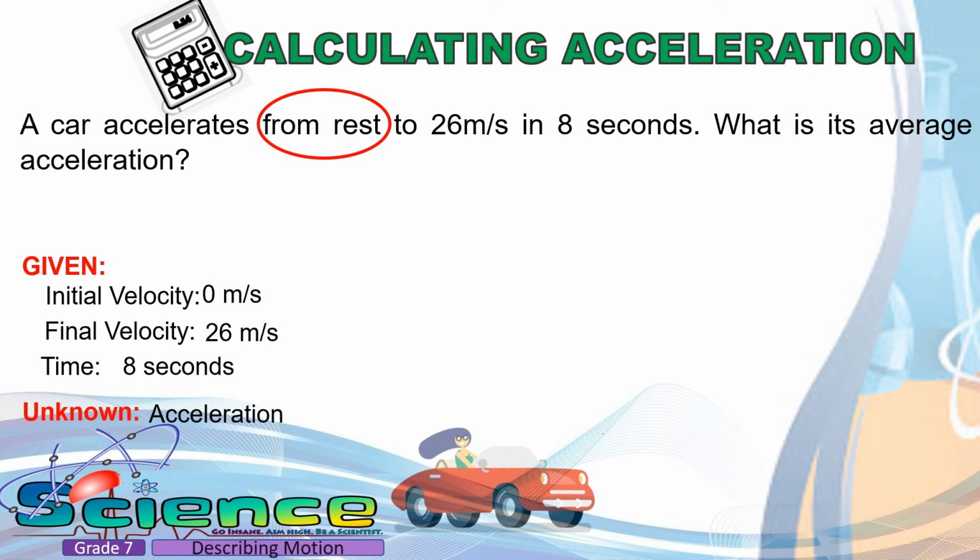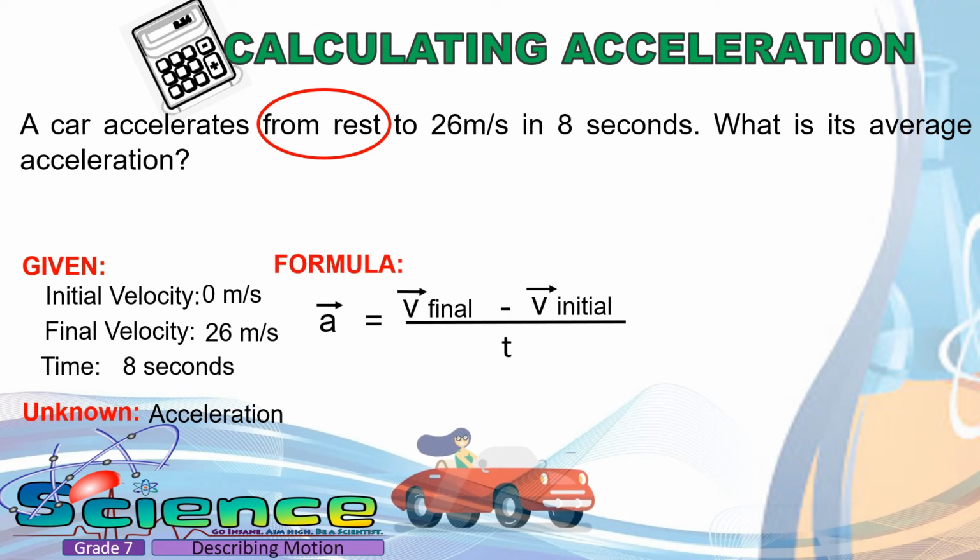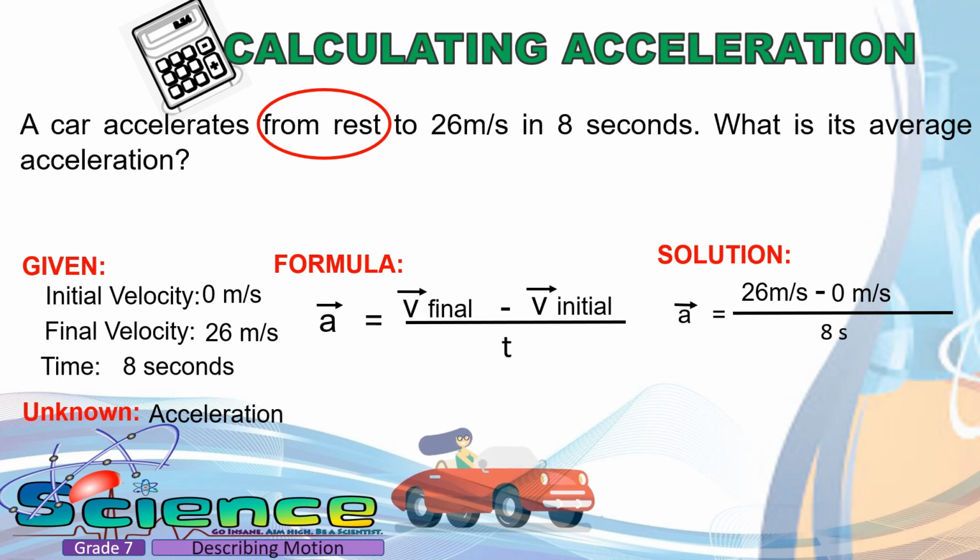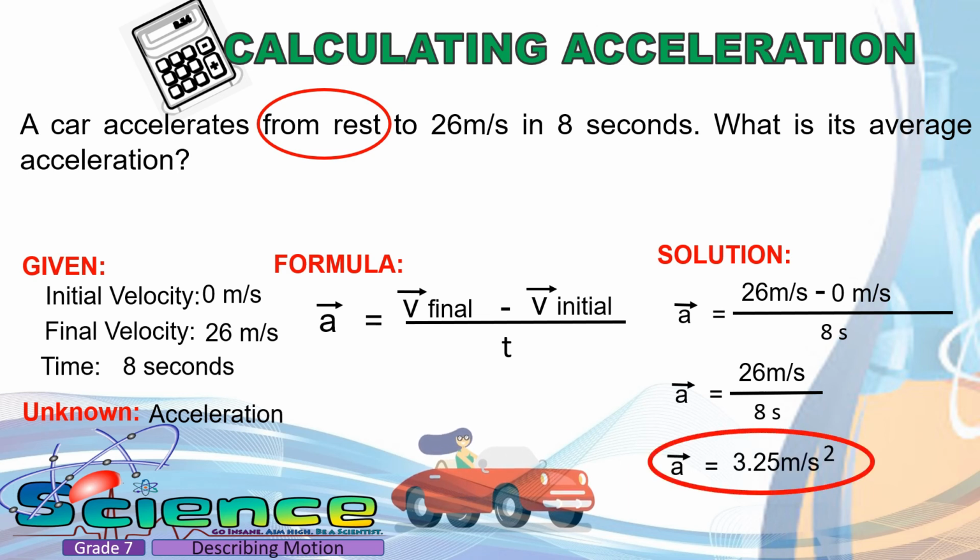Our main goal is to find the average acceleration. To find this, we will use the formula for acceleration. Now, let us substitute the given data. Acceleration is equal to final velocity, which is 26 meters per second, minus initial velocity, which is 0 meters per second, divided by 8, which is the time. Thus, the average acceleration is 3.25 meters per second squared.